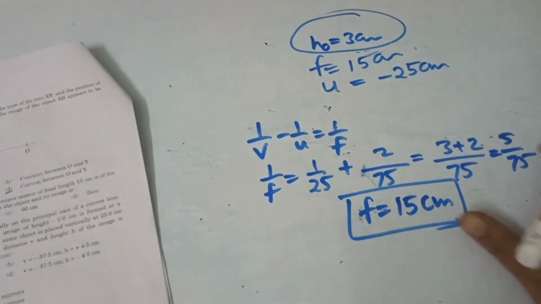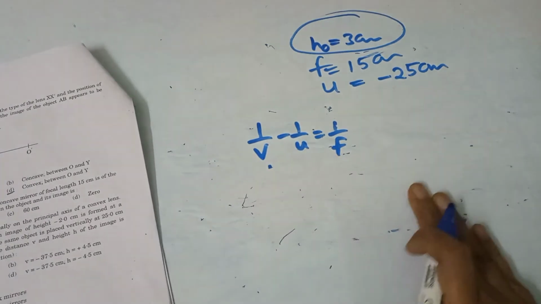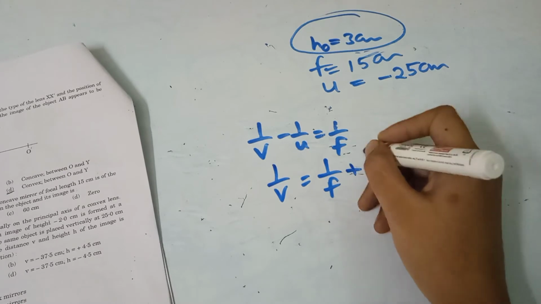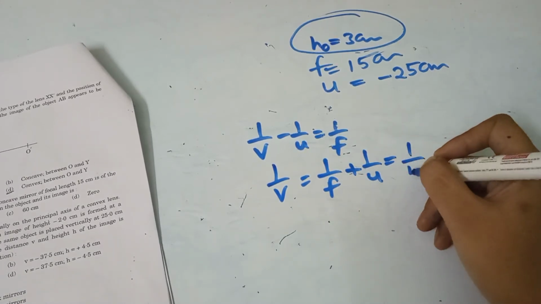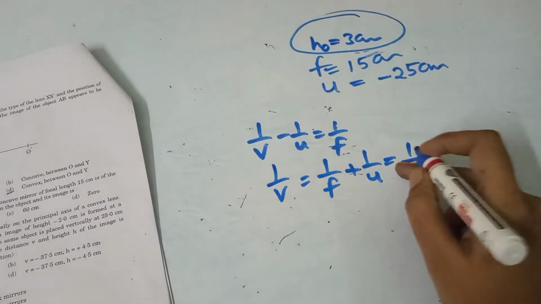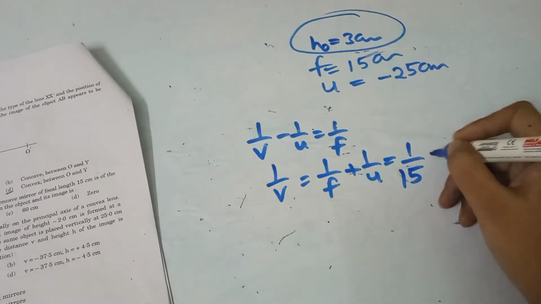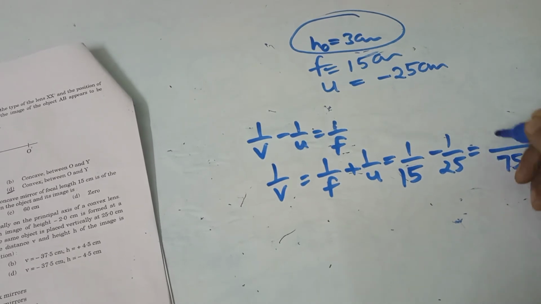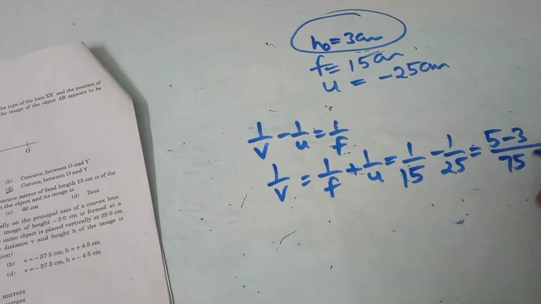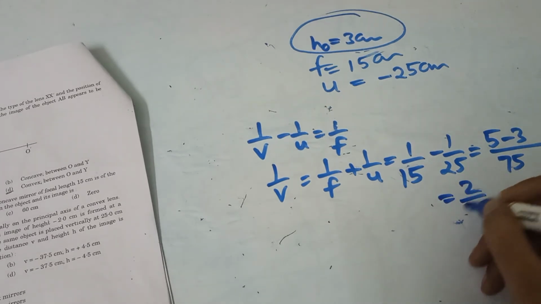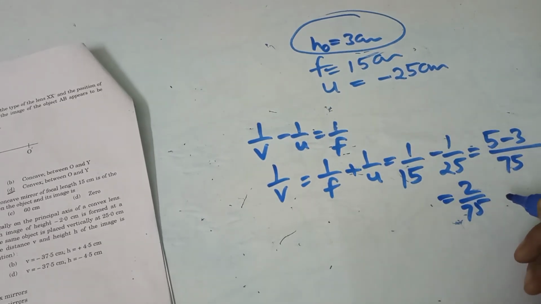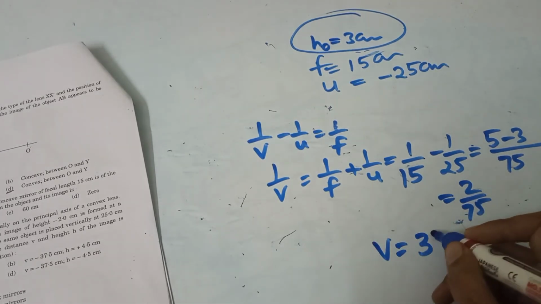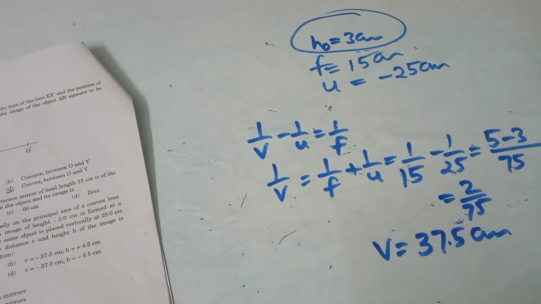Again, the same lens formula we will use. So 1 by V is equal to 1 by F plus 1 by U, which is equal to 1 by 15 minus 1 by 25, so it is 2 by 75. So V is equal to 37.5 centimeter.